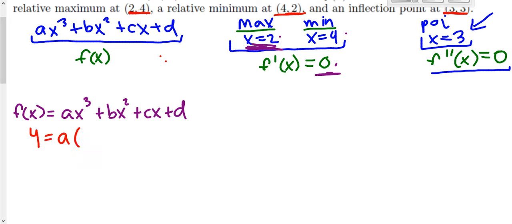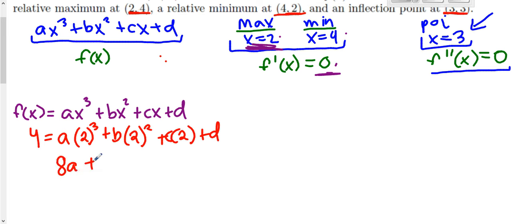So I'm going to have a times 2 cubed plus b times 2 squared plus c times 2 plus d. Remember, my goal here is to get d alone, but I need to multiply this out. So 2 cubed is 8. 2 times 2 times 2 is 8a, plus 2 squared is 4, 4b, plus 2c plus d. All this is equal to 4.